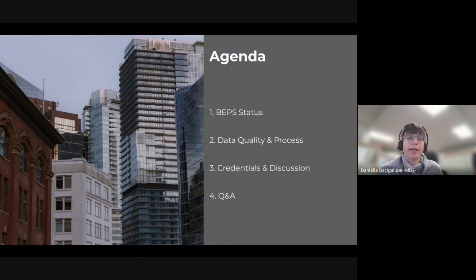So the agenda for today: we are going to give a status update for Building Energy Performance Standards, which we call BEPS. Then we'll be talking about third-party verification, data quality, and process, and third-party verifier credentials and discussion. And that Q&A that you see at the bottom of your screen, we're actually going to break for that before the discussion. So with that, I'm going to pass it on to Sam, who will walk you through the latest.